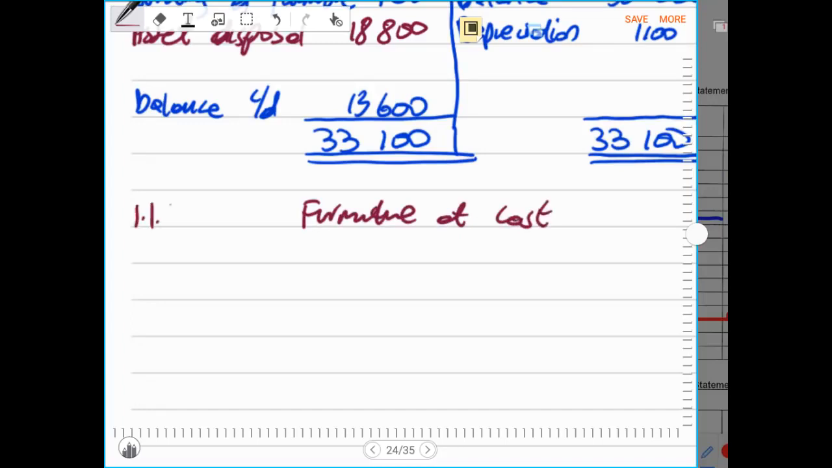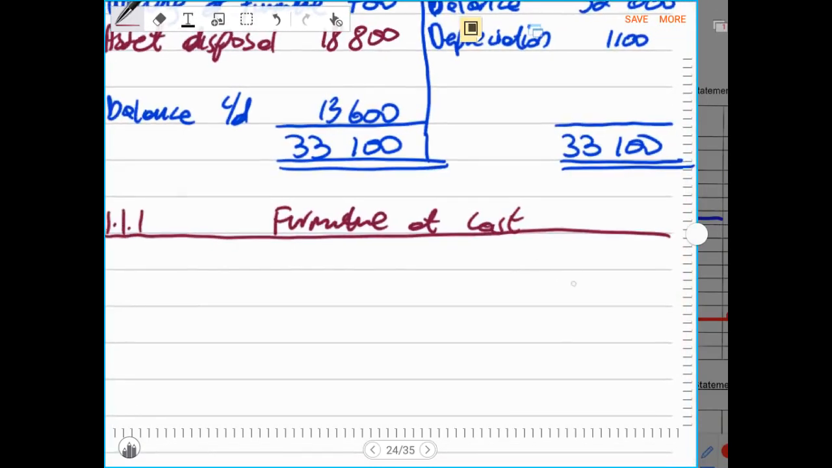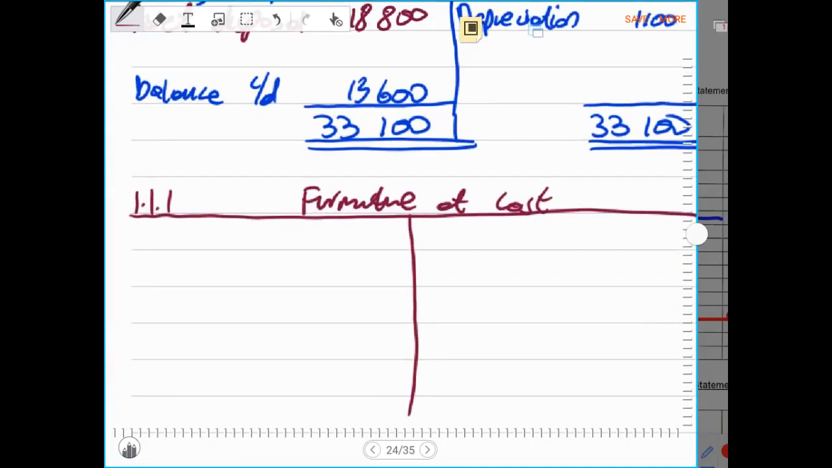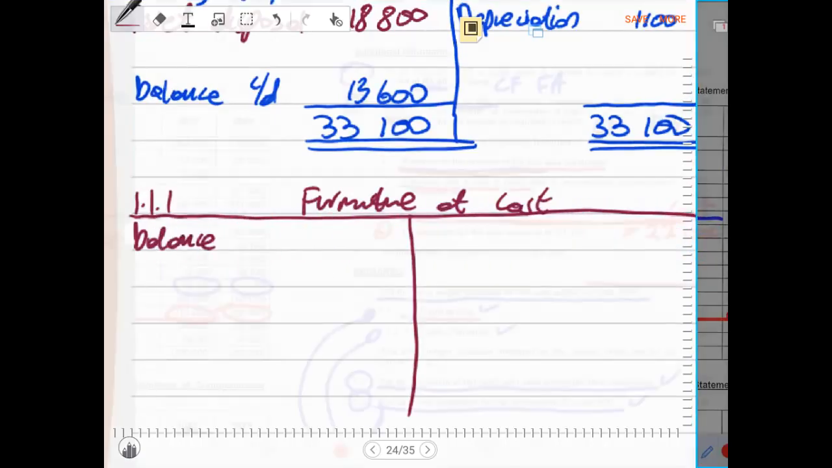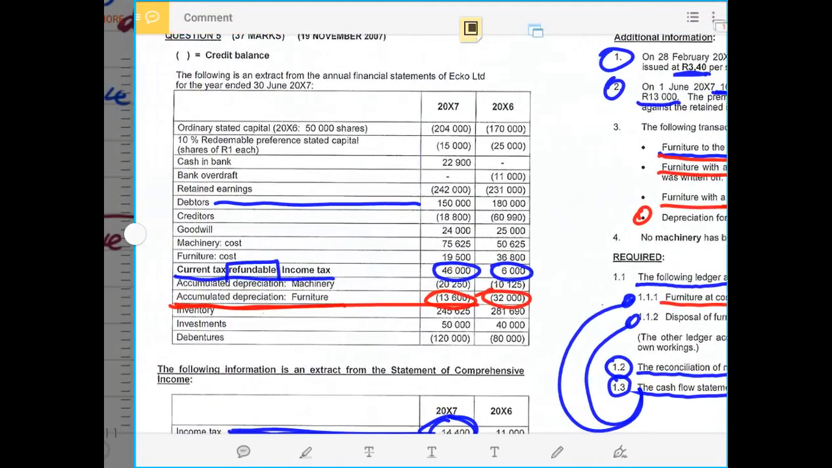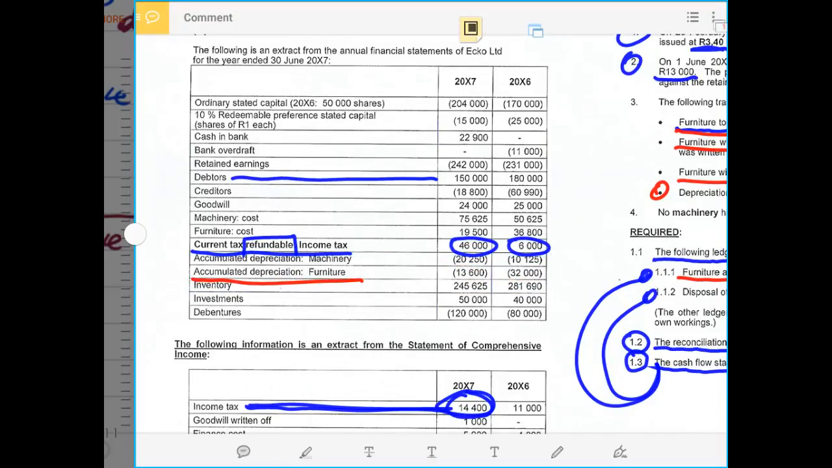This is 1.1.1. And we are doing the ledger account for furniture at cost. Now we draw the ledger account and we start with the opening balance. Opening balance will be on the debit side. And the opening balance will be taken from the statement of financial position, or from the extract of the statement. In the extract of the statement, we do have an opening balance there. Opening balance for the furniture at the cost price.